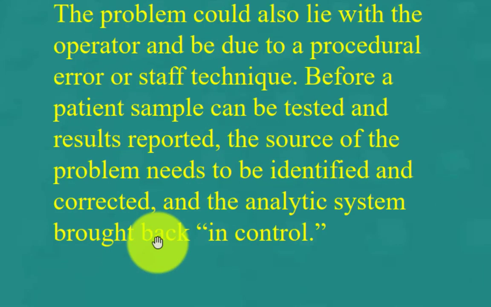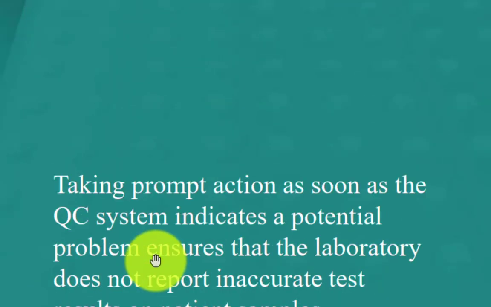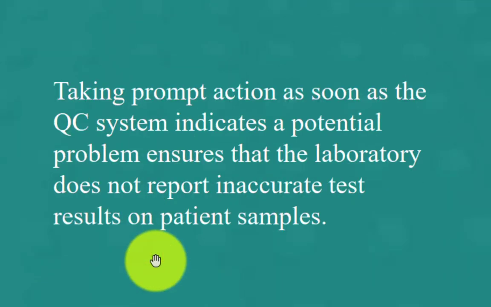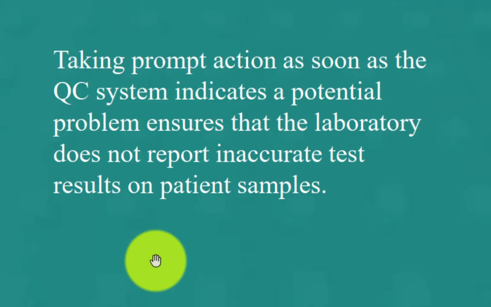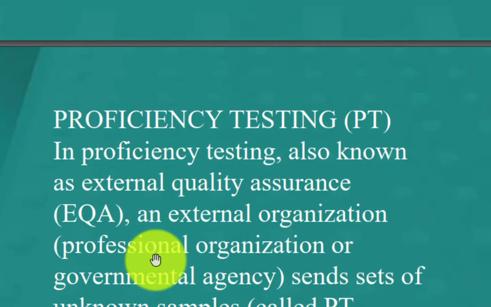Before a patient sample can be tested and results reported, the source of the problem needs to be identified and corrected, and the analytical system brought back in control. Taking prompt action as soon as the QC system indicates a potential problem ensures that the laboratory doesn't report inaccurate test results on patient samples. Proficiency testing.